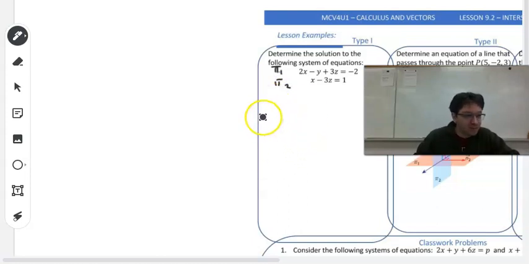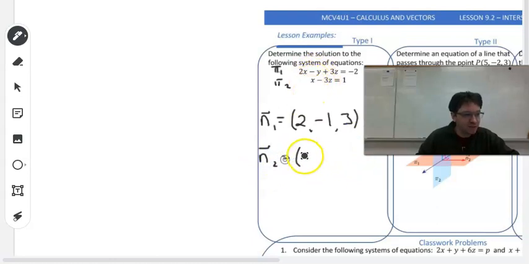All right, now from that I can pick out their normals, because remember their normals are just the coefficients of those terms. So n1 would have a coefficient of 2 for x, the coefficient of y is -1, and our coefficient of z is 3. So there's the normal for the first plane. The second plane would have the following normal. So x has a coefficient of 1, there is no y, so that's 0, and z has a coefficient of -3.